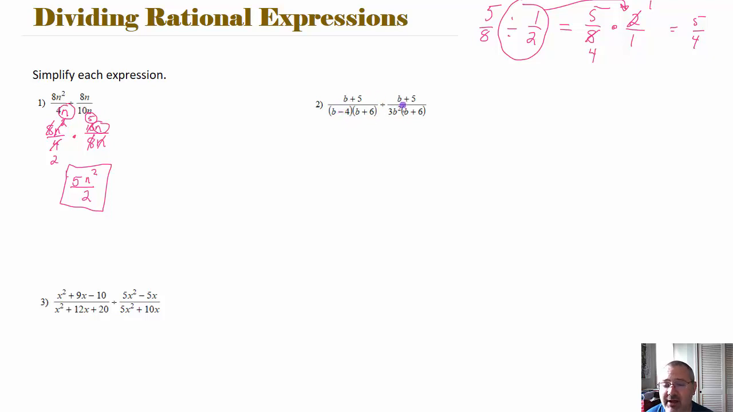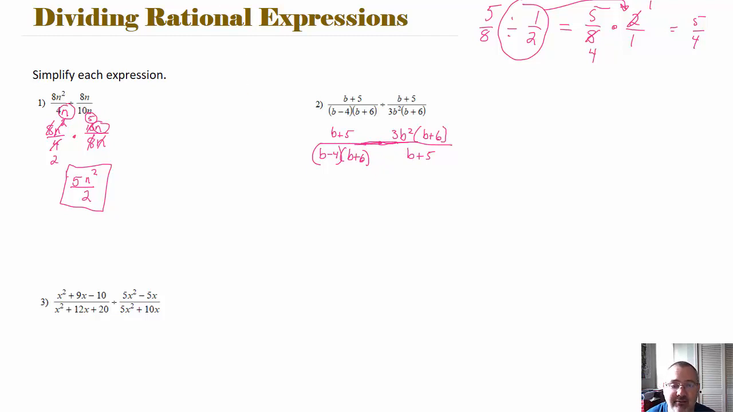Here, this is already factored out, but don't cross things out yet. We need to rewrite this division as a multiplication. So b plus 5 divided by b minus 4 times b plus 6. This division becomes times, and you flip this second fraction. 3b squared times b plus 6 is now in the numerator, divided by b plus 5. And again, my suggestion is this is just one big fraction if we multiply it. So now we can think of it as one fraction to reduce anything.